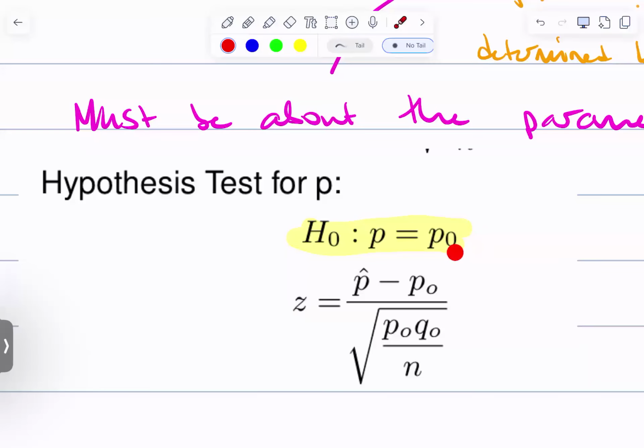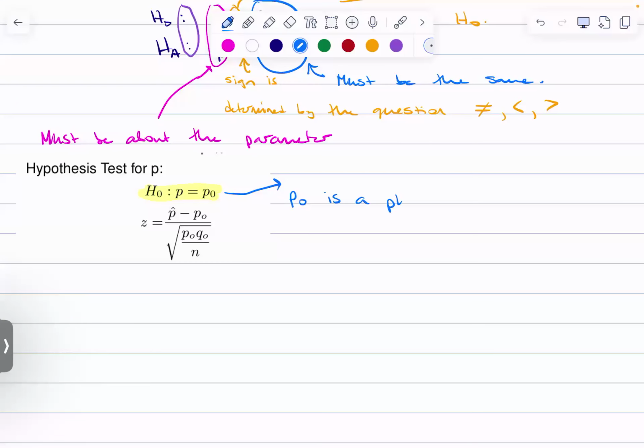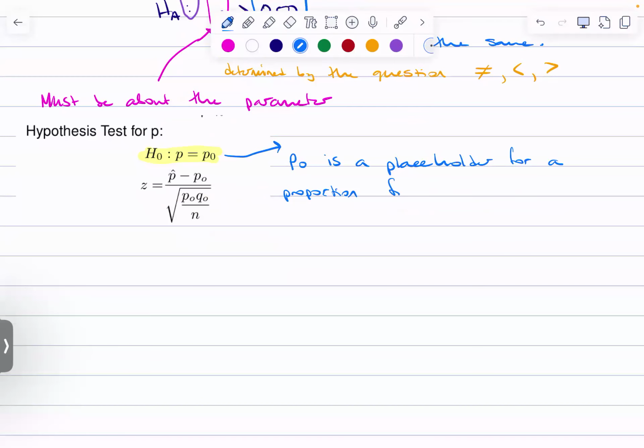Now this P naught is just a placeholder, right? It depends on what the question is asking you. Is there a majority? Then P naught would be 0.5. Is it less than 30%? Then it would be 0.3, and then your alternative would be P is less than 0.3. So here, P naught is a placeholder for a proportion from the question.